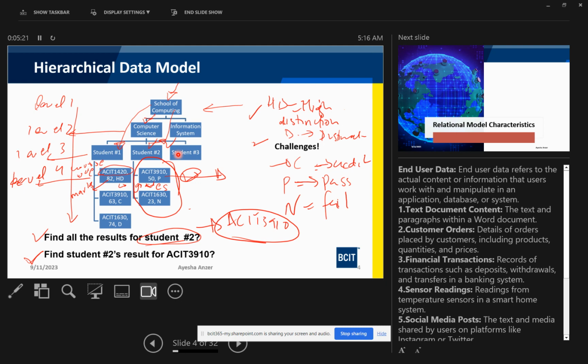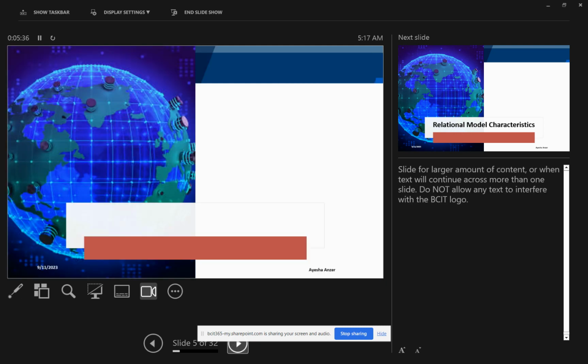The second challenge here is inflexibility and redundancy, which means there is no flexibility in retrieving the information. Also, there are chances that some of the information will be duplicated. To overcome this issue, we came up with a solution, the relational model.